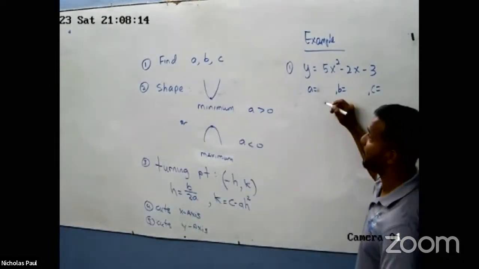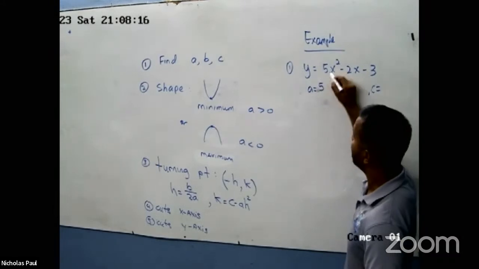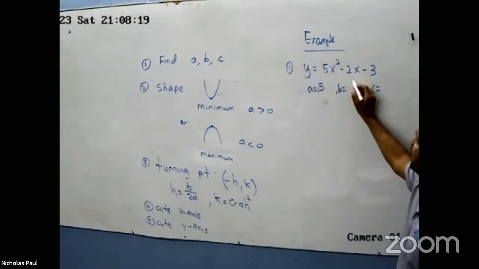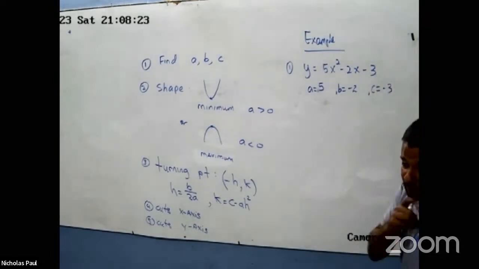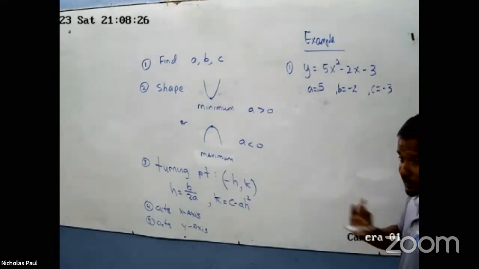A is how much? A is 5, B is -2, and C is -3. All okay there? Step 1 done.